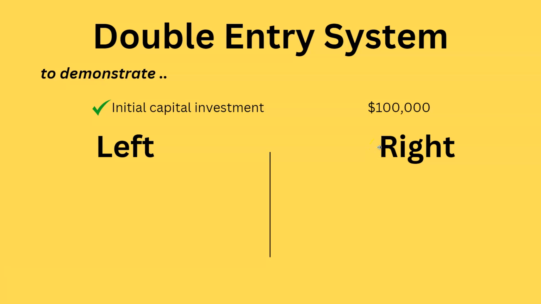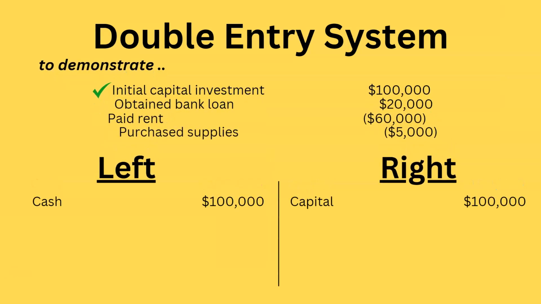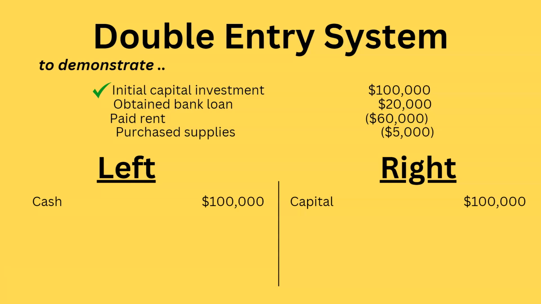Now, again, on the double entry system, we have the left and we have the right. So, to record this initial capital investment under the double entry system, first we record on the left the cash we received, then on the right, that is coming from the capital. Again, what we have received is the cash, and where it came from, which is the capital. Now let's record further the other transactions, like the bank loan obtained, prepaid rent that we paid, and the purchase of supplies.